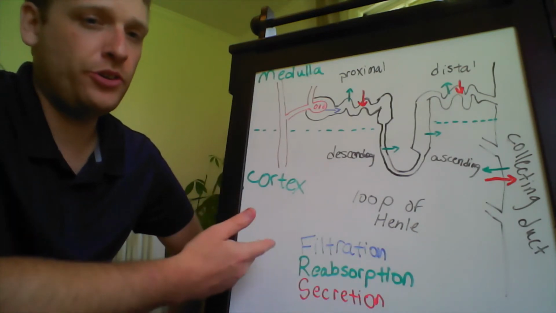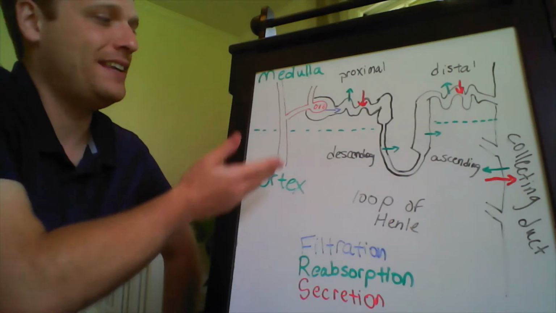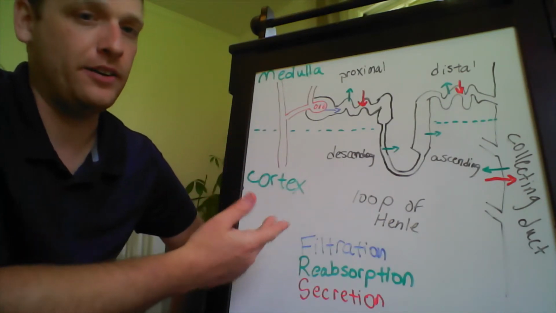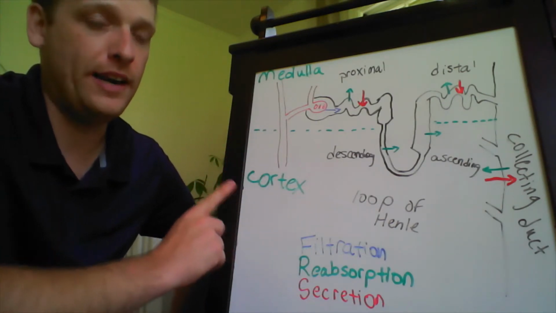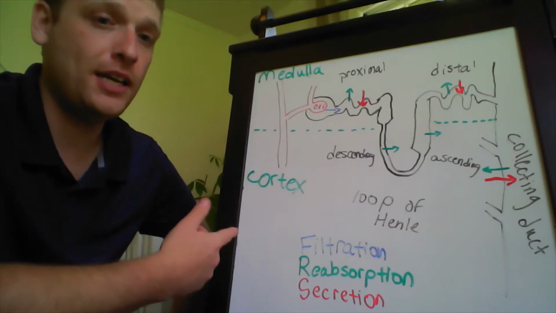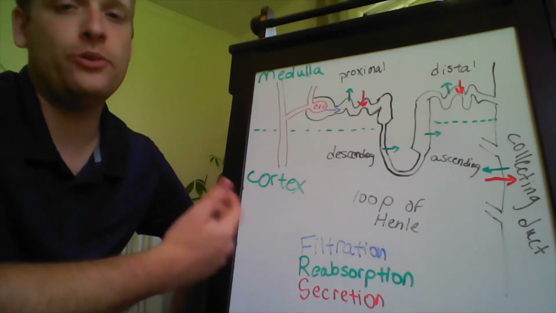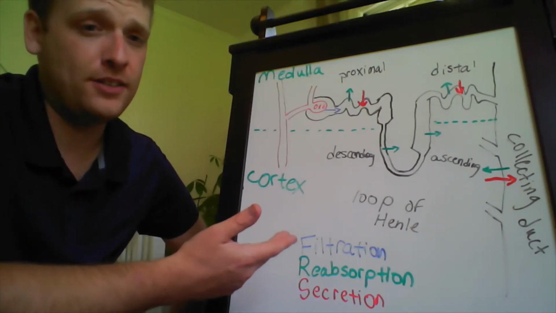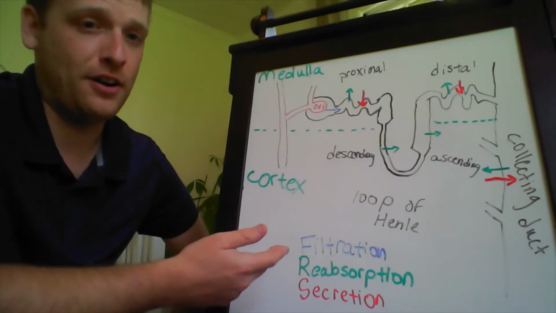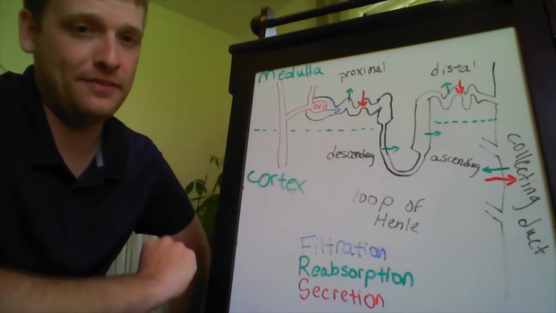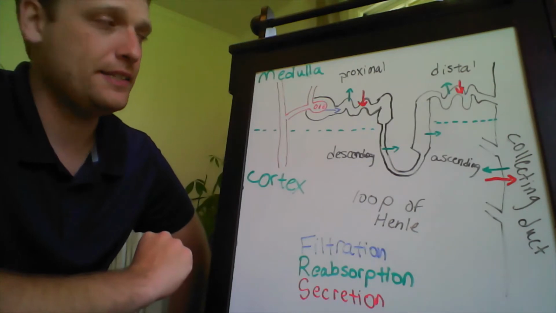So the functional unit of the kidneys is the nephron, and this is what I've drawn here as one example of one nephron. Again, remember, each kidney is going to contain between 250,000 to a million nephrons. So there are many of these nephrons in the kidneys.